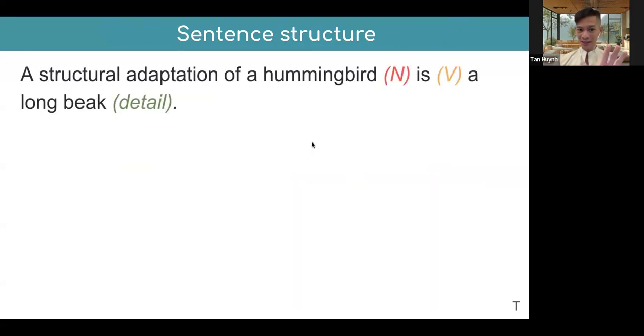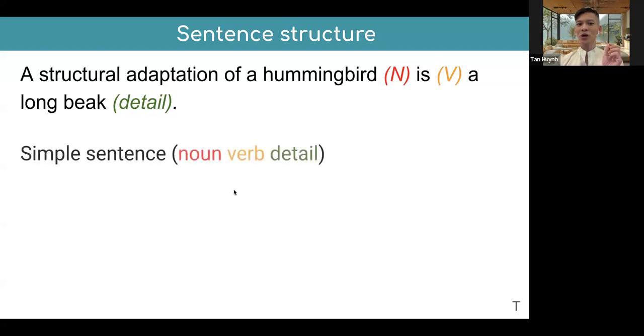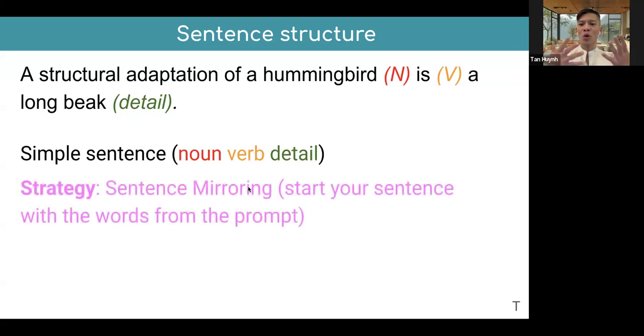The structure of that sentence is it follows a simple sentence structure, a noun, which I call N, verb is, and the rest: who, what, where, when, how. So that simple sentence structure, noun, verb, detail, is what we use to teach students to start their sentence using sentence mirroring. I know that experienced multilinguals, or I have seen in many classes, students are waiting for the sentence starters from their teachers. What if we teach students to use a strategy to start their own sentences? And this is the sentence mirroring strategy.